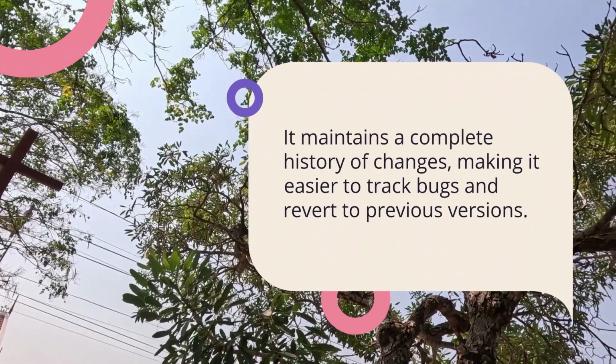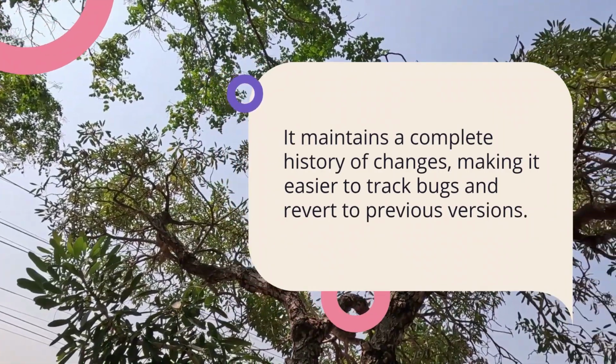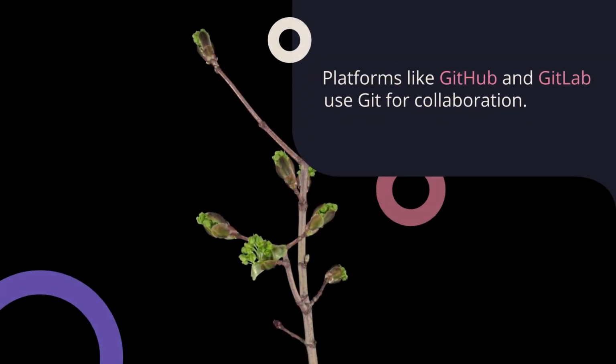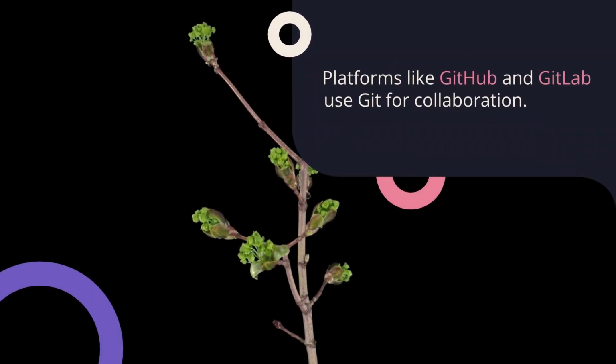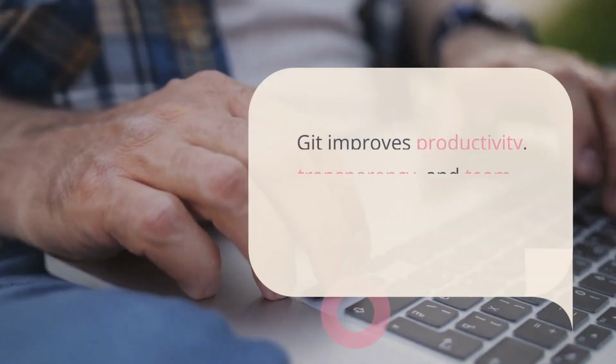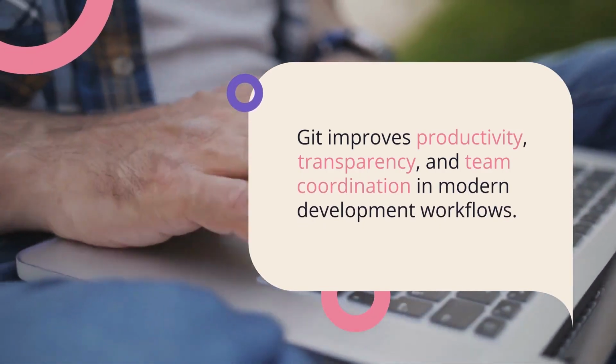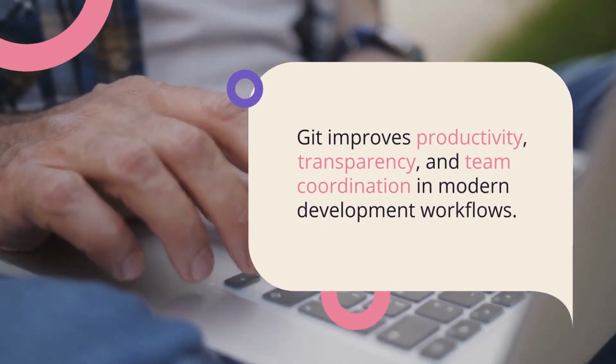It maintains a complete history of changes, making it easier to track bugs and revert to previous versions. Platforms like GitHub and GitLab use Git for collaboration. Git improves productivity, transparency, and team coordination in modern development workflows.